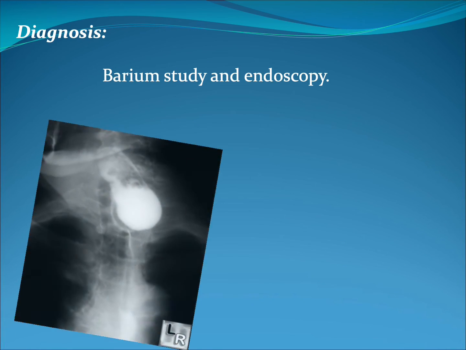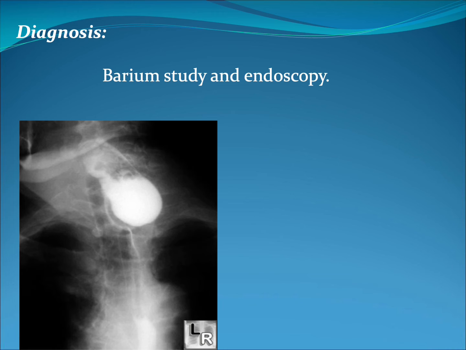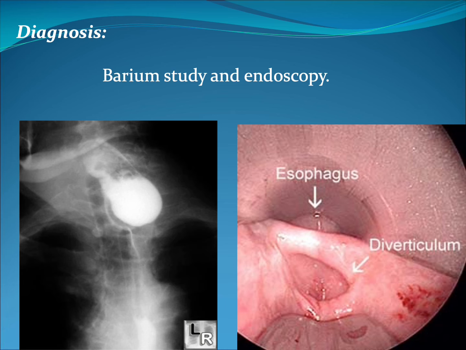So how to diagnose with barium swallow? We can see that there is a mass, there is a sac in the neck, in the upper part, filled with barium. That is an endoscopic picture, and this is the entry of the diverticulum.